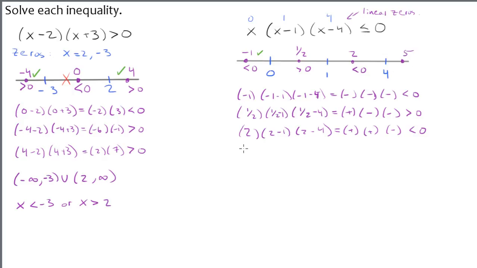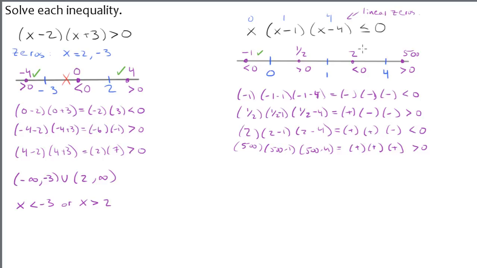Or we could even do something really huge like 500: 500 times (500 minus 1) times (500 minus 4). All three of those are absolutely positive, which means this is going to be greater than 0. And as we predicted, it did alternate because these are linear roots, linear zeros.